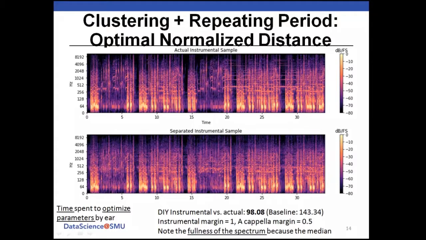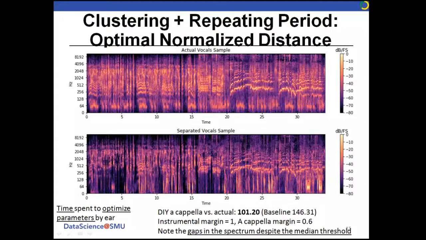For the vocals, this is the actual vocals, this is the separated vocals. We still need time to do it, and it's 101. So it's better than 146. The margin is 1, and the a cappella margin is 0.6. There's still gaps in the spectrum despite the median threshold, but that's expected because we're taking the outliers from that median threshold to create the vocals.